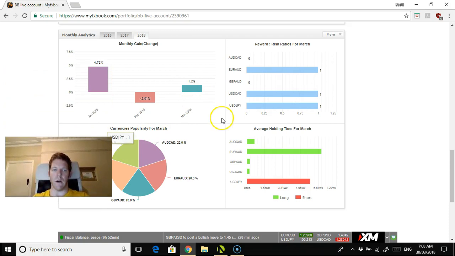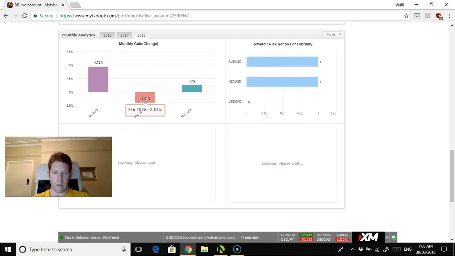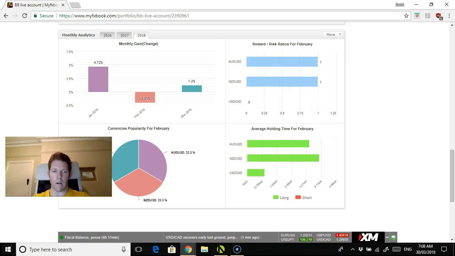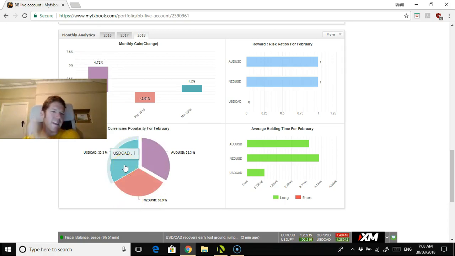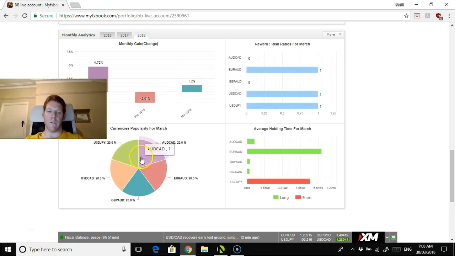So here's the year so far. 4.72 in January, then -2. What was the trade? Yeah, Aussie USD CAD. Both of these were break-even trades, and the USD CAD, I think, was a losing trade. That's what accounted for it: just one losing trade and 2 break-evens. And then this month, 1, 2, 3, there were actually 5 closed trades.